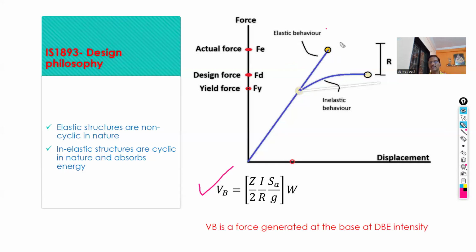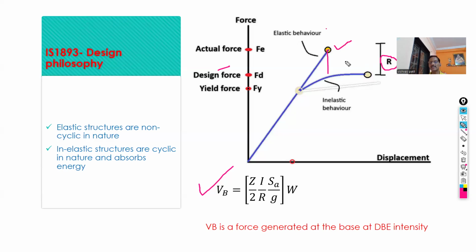let's refer to this particular figure. This is the actual seismic force to which the structure is going to be subjected. But in this design philosophy, the structure is not designed for this actual force; it is designed for a force lower than the actual. This is the design force. That means we are applying a reduction factor R to the actual force, either 1 by 3 or 1 by 5. That means we are designing for either 30% or 20% of the actual force.